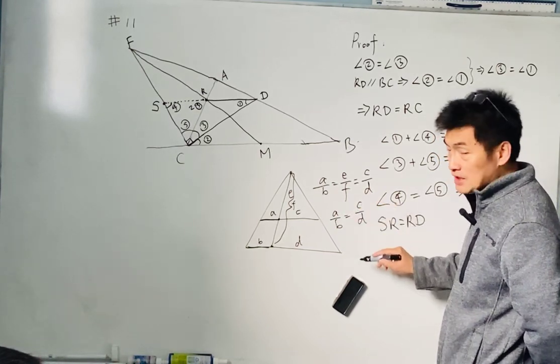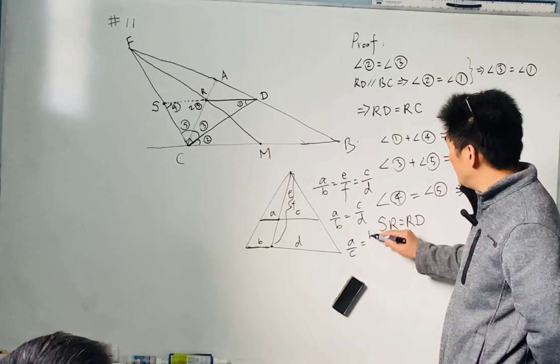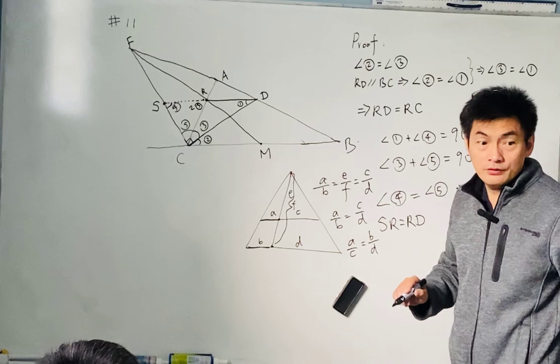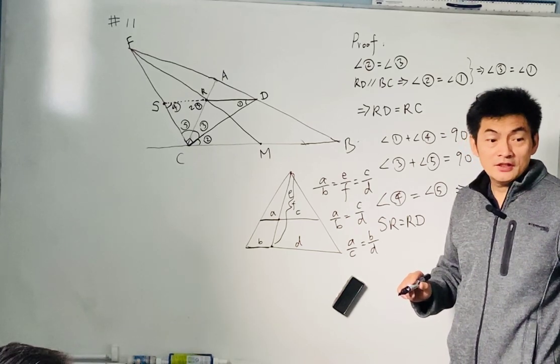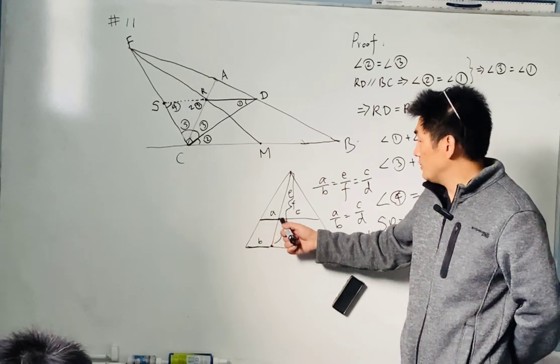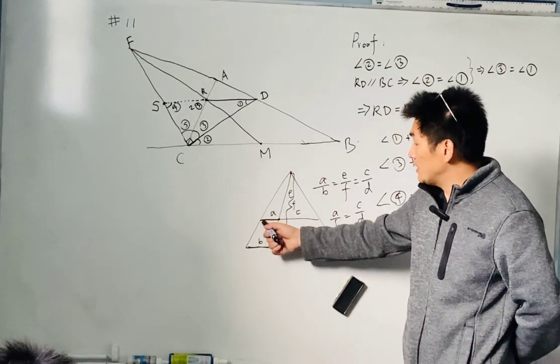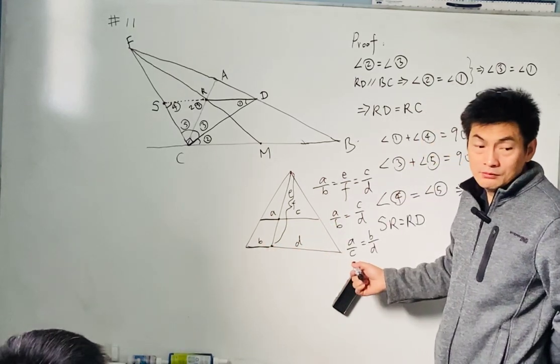I switch B and C. So then we get A over C equals B over D, right? That gets proved. So that is always true. The ratio of this over that equals the ratio of this over that, as long as these two lines are parallel.